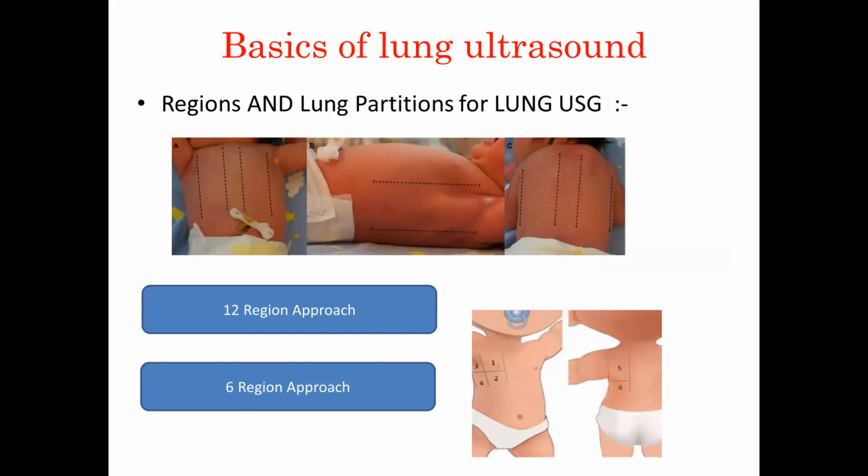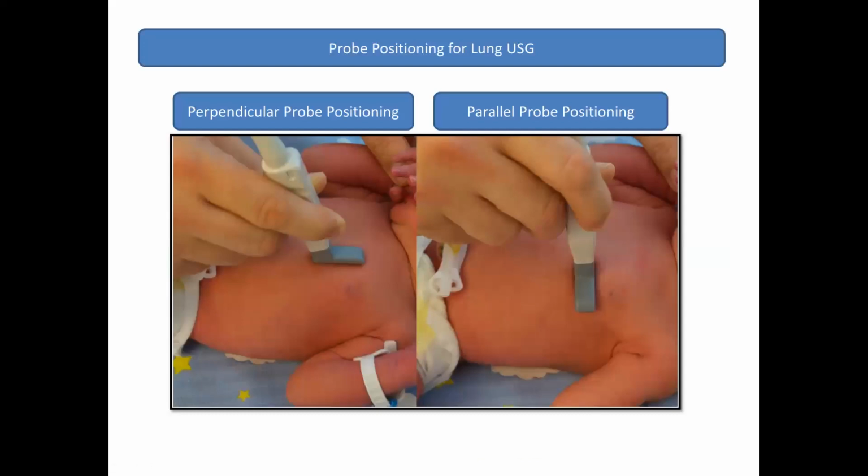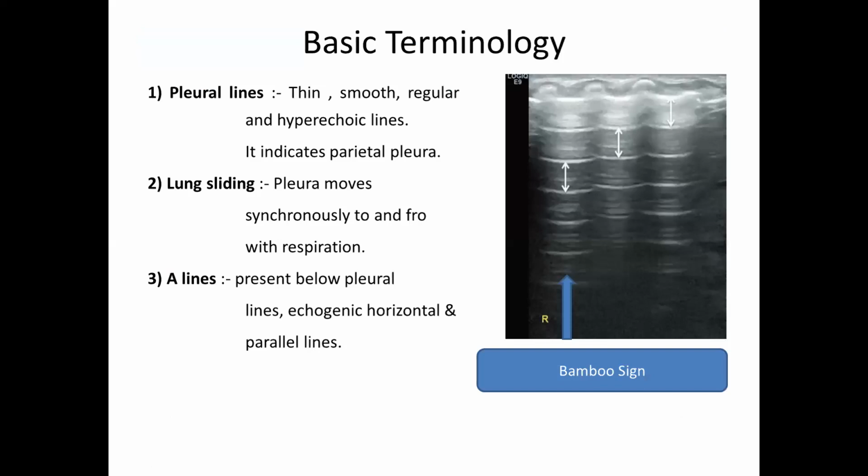The regions which we are going to see in lung ultrasound are anteriorly right upper anterior, lower anterior, then laterally upper and lower part, and posteriorly upper and lower part of the lung. This is the 12 region approach. So 1, 2, 3, 4, posteriorly 5, 6, and both sides, 12 region approach. And the 6 region approach is only the anterior upper and lower part, and the lateral part on each side. So total 6 region approach. The position of the probe we keep perpendicular to the ribs, and another position is parallel to the ribs. That is parallel probe positioning.